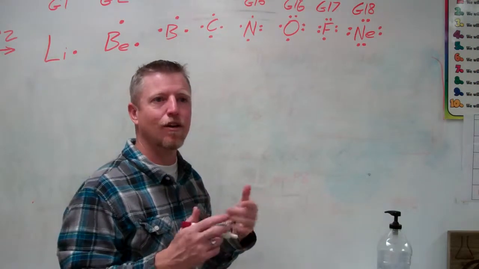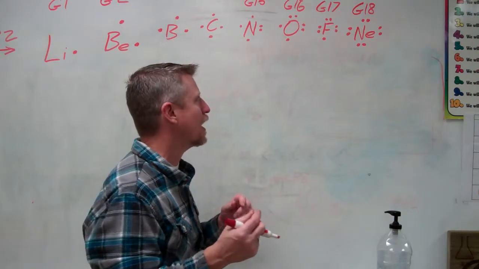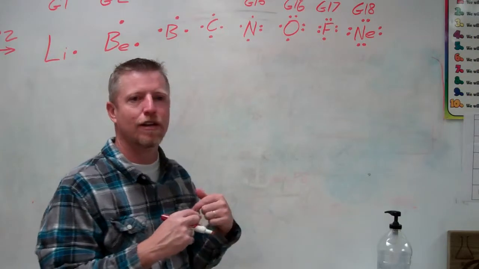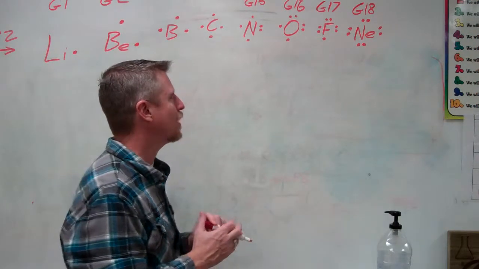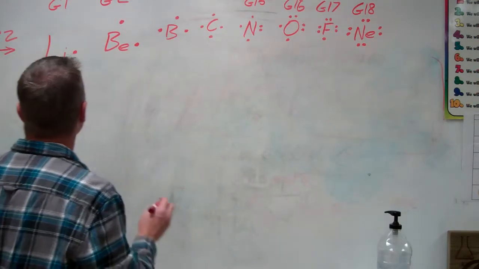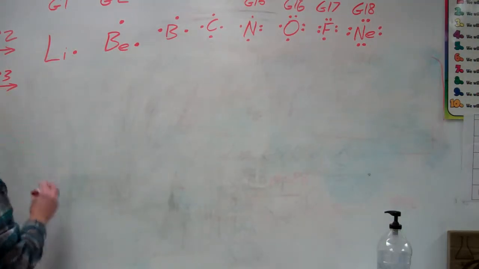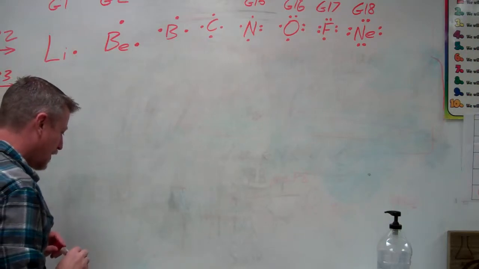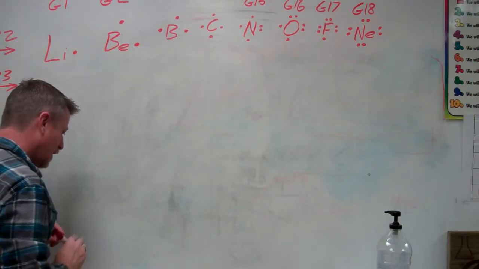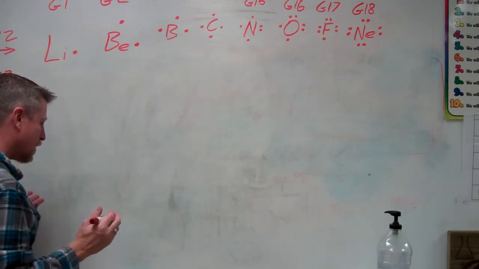So if you need to know a little more about that again, go back and look at the YouTube video that talks about how to draw the full atoms. Okay? Okay, now we're going to look at period 3. Now period 3 has 3 rings. And that third ring can hold 8 electrons as well.